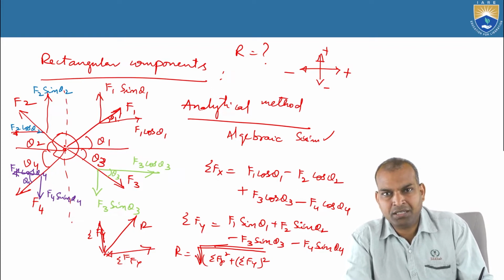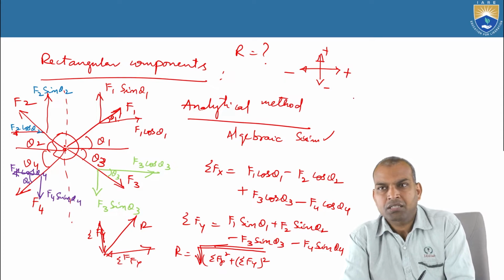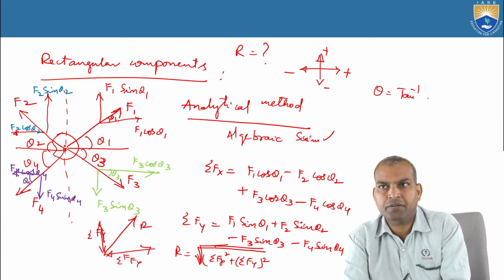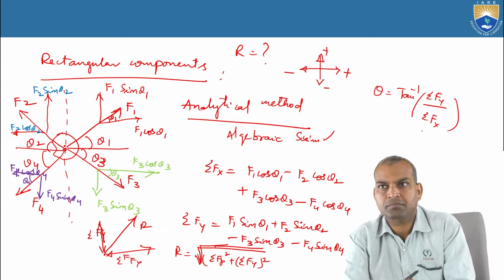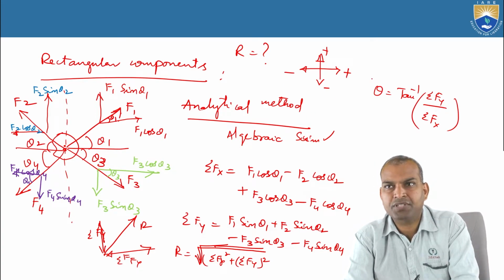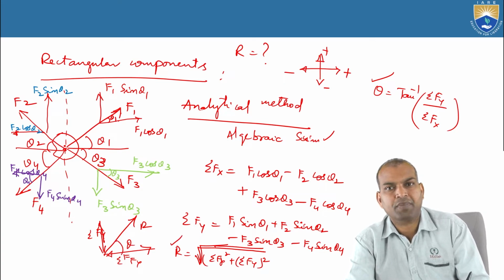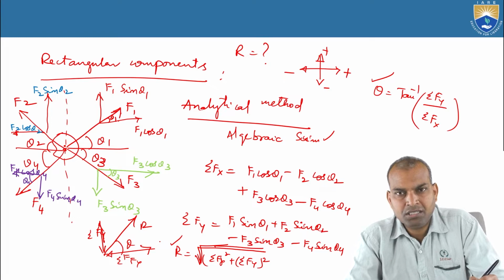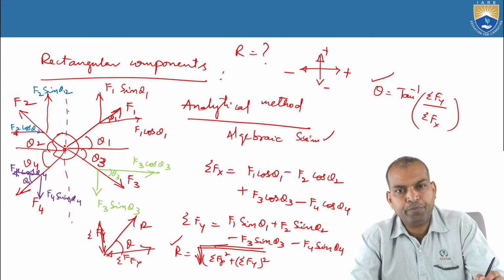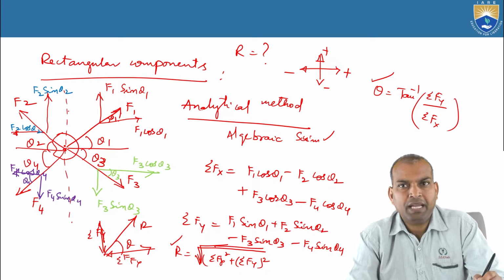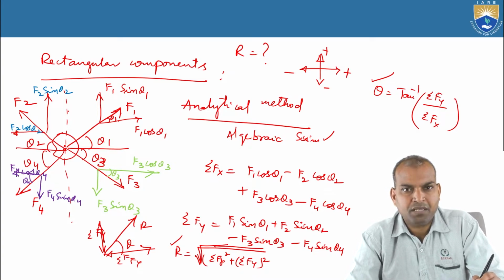What about the direction of this resultant force? The direction of the resultant force, theta, equals tan inverse of sigma Fy by sigma Fx. Theta gives the direction and R gives the resultant. This method is known as the analytical method of calculating the resultant force of a coplanar concurrent force system.